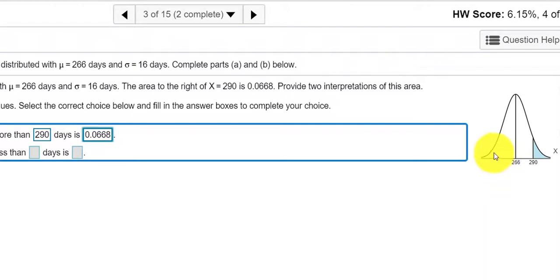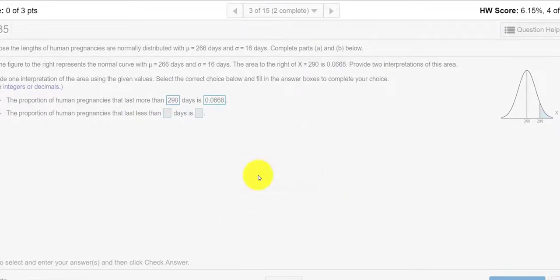Now, if you were doing this and the problem was shaded on this side of the mean, then we would be talking about the proportion of pregnancies that lasted less than whatever number was over here. So anyway, I'm going to press check answer. We get the good job.